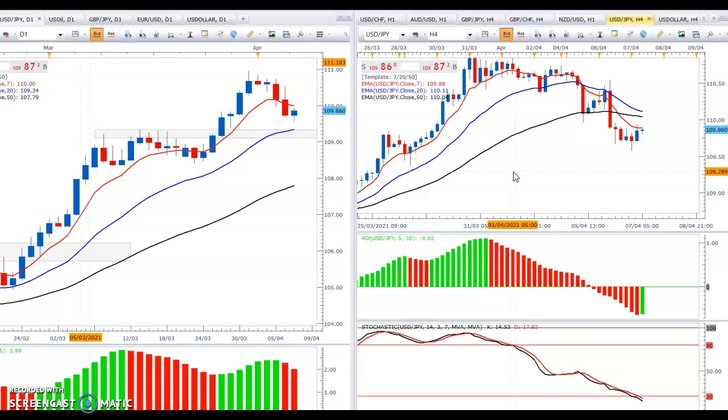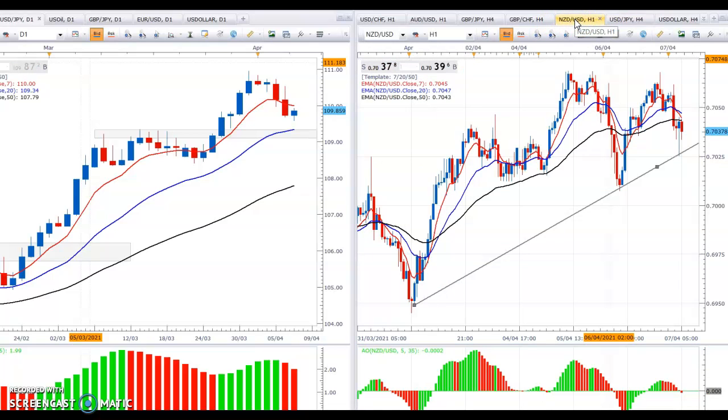So there's a few that are on my watch list. New Zealand USD, it's in a downtrend on the daily. Euro dollar, downtrend on the daily. Aussie USD, downtrend on the daily. Copper, let's have a look at copper.